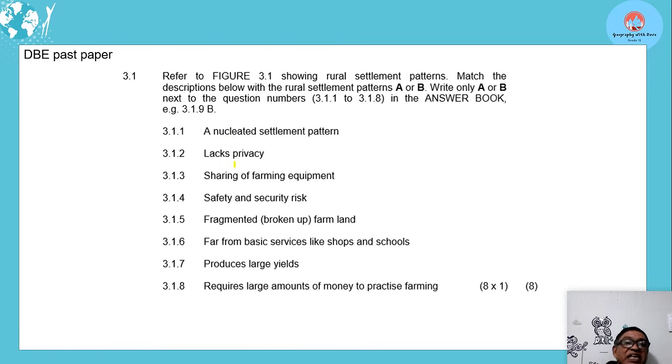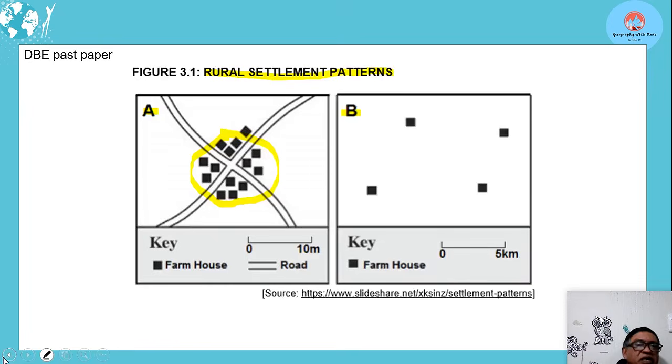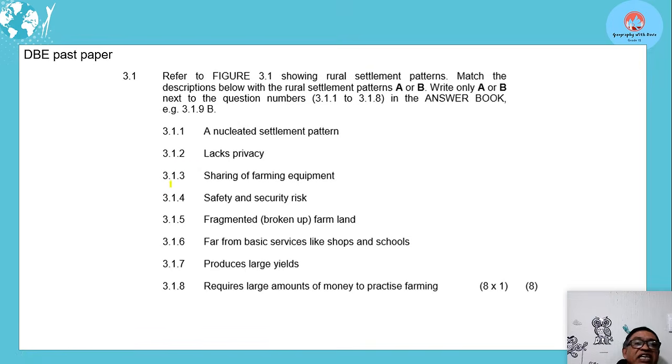All right. Lacks privacy. Now, that's a different type of question. Where would they lack privacy? Where the buildings are close together or the buildings are far apart? All right. Of course, where the buildings are closer together. And if I look at my source, the buildings are closer together in A. So obviously my answer is A.